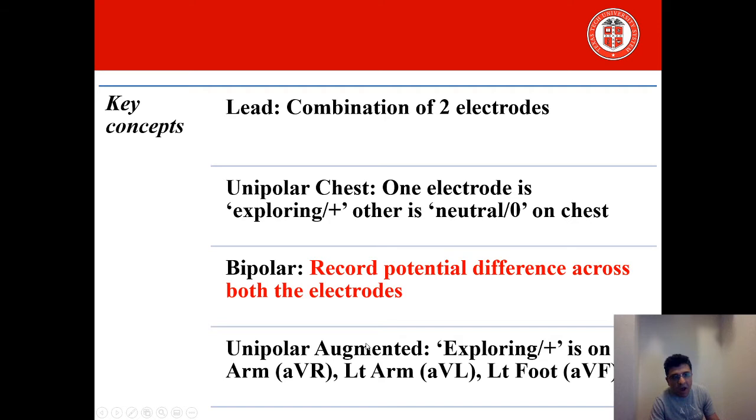And augmented leads are unipolar. The difference is that it's exploring the positive part of the electrode on the right arm if it's aVR, on the left arm if it's aVL, and on the left foot if it's aVF. So basically in these terms, R is for right arm, L is for left arm, and F is for left foot. The one which is there on the right foot, or actually on the right side of the rib, is the grounding electrode, and it's not recording anything. It is just to reduce the differences in the potential or the disturbances in the electrical potential.